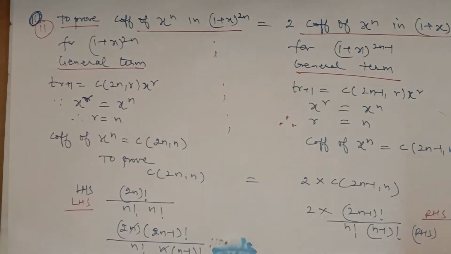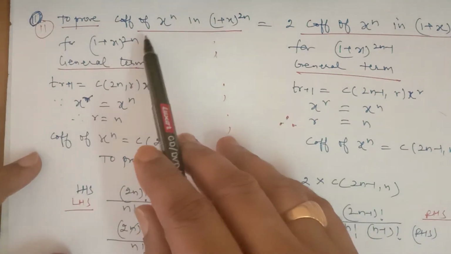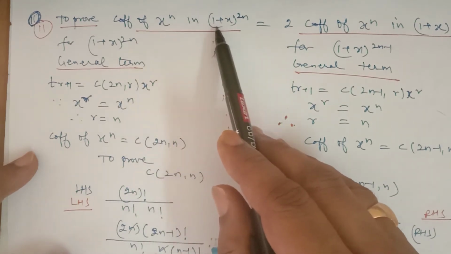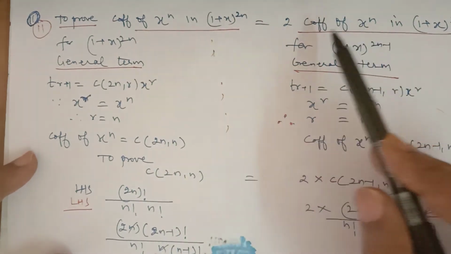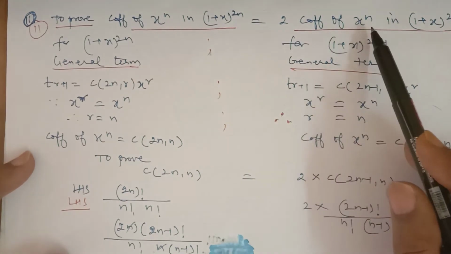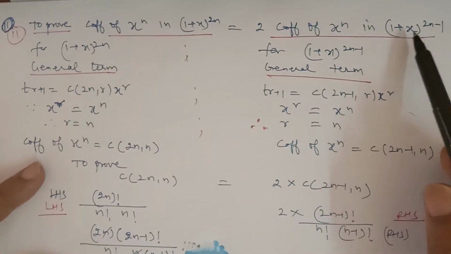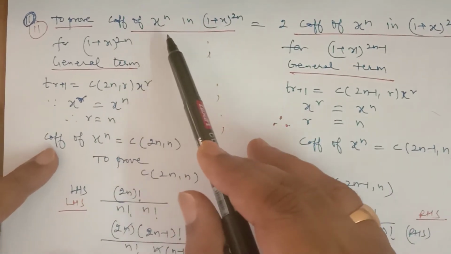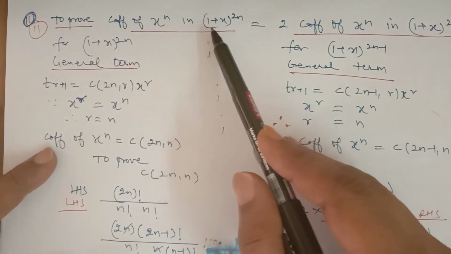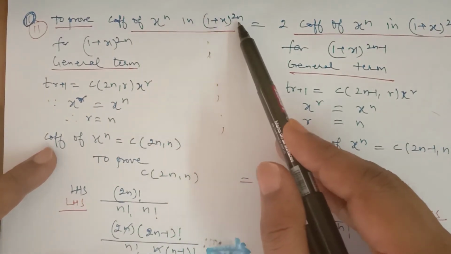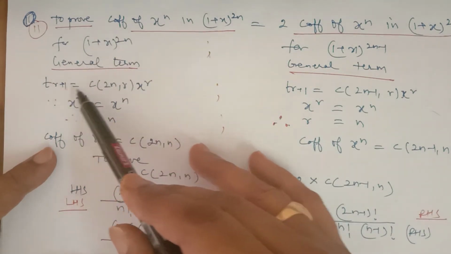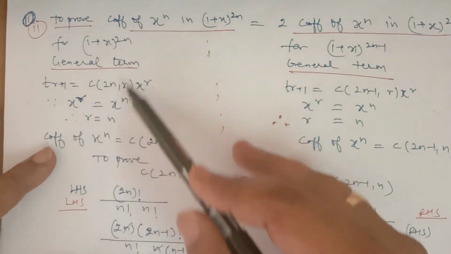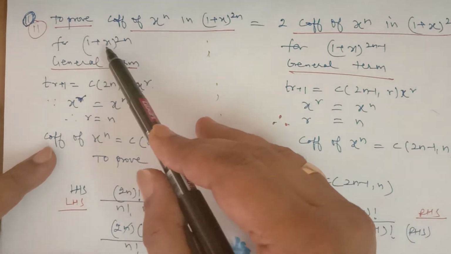It is given that, rather you have to prove that the coefficient of x raised to power n in the binomial expansion of 1 plus x to the power 2n is equal to twice the coefficient of x to the power n in 1 plus x raised to the power 2n minus 1. So whenever you have to find the coefficient of any term, naturally you have to find the general term. So the general term of 1 plus x raised to the power 2n will be equal to T r plus 1, combination of nr x raised to power r. Here n is 2n and r is r itself and x is x itself.